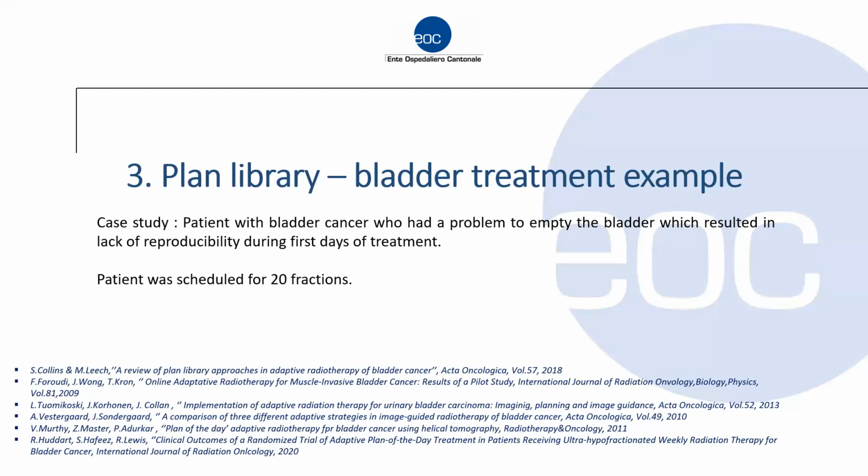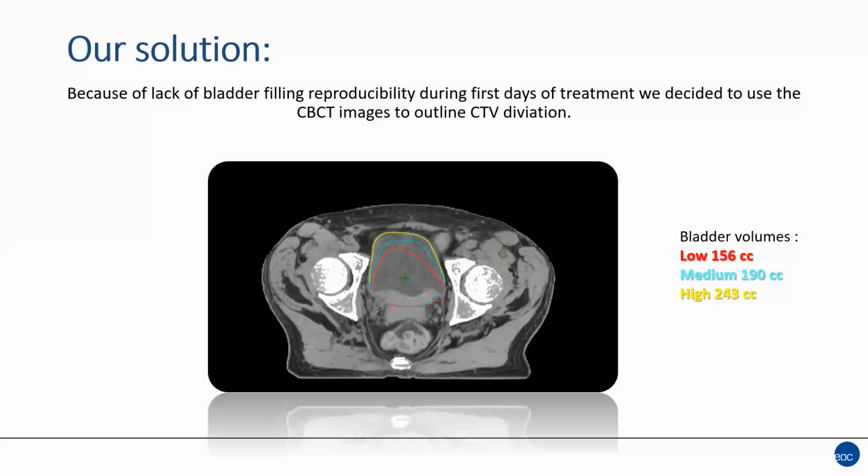The problem was that this patient was supposed to be treated with an empty bladder, but because of the type of disease, he couldn't feel if his bladder was empty. So he tried, of course, but he arrived with different results every day. Because of this lack of reproducibility, which we noticed in the first 7 days, seven treatments, we decided also to use the CBCT to outline the CTV deviation.